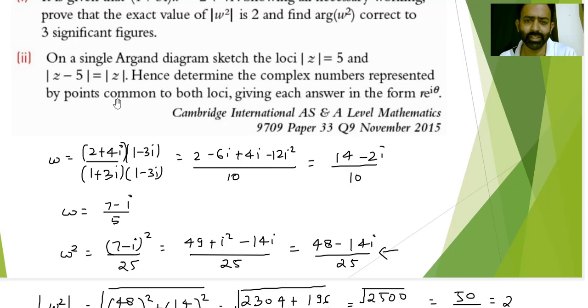So let us first sketch these on an Argand diagram, okay? So let me take another page. So we have two sets of points or two loci. One locus is mod z is equal to 5, and the second is mod of z minus 5 is equal to mod z, okay? So please do not get confused that here it is written mod z minus 5 is equal to mod z and the value of mod z is 5. No, consider these as different equations, right?